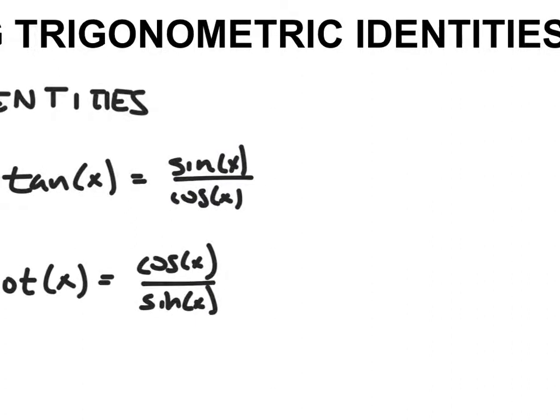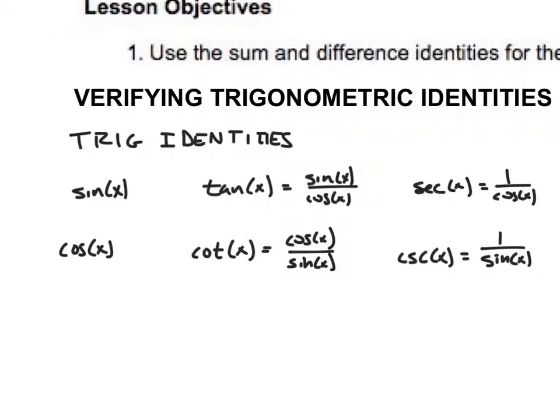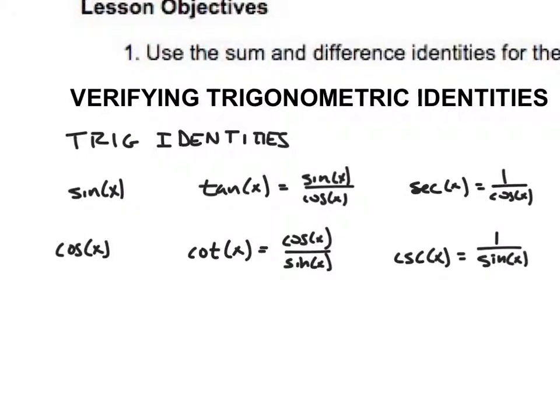The other one that we have is secant of x and cosecant of x. Secant is 1 over cosine of x. Cosecant is 1 over sine of x, okay? And so all of these trig functions, we know what sine is, we know what cosine is, but all of my 4 other trig functions we can express in terms of sine and cosine. And that's kind of the thing that we want to be able to do, okay?